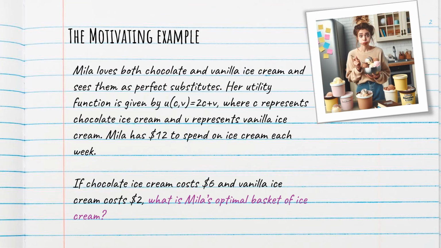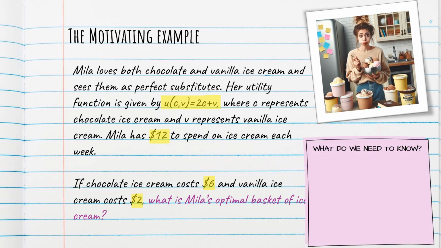Mila loves both chocolate and vanilla ice cream and sees them as perfect substitutes. Her utility function is given by 2c plus v, where c represents chocolate ice cream and v represents vanilla ice cream. Mila has $12 to spend on ice cream each week. If chocolate ice cream costs $6 and vanilla ice cream costs $2, then what is Mila's optimal basket of ice cream?